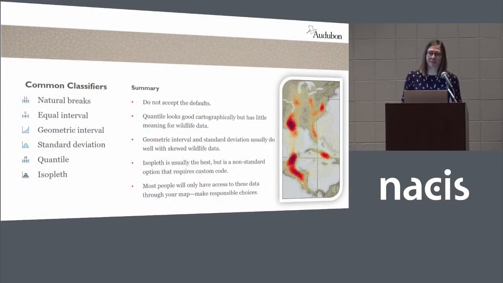So to summarize, don't accept the defaults. Quantile looks good cartographically, but in my opinion, it doesn't have much meaning for wildlife data. The geometric interval and standard deviation usually do a good job with skewed wildlife data and mean something mathematically with that data set. And isopleth, I think, is the very best.